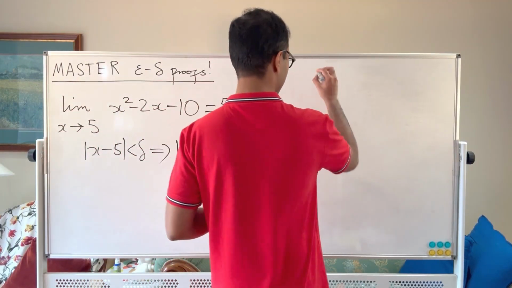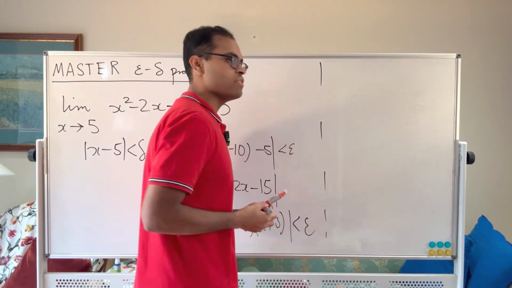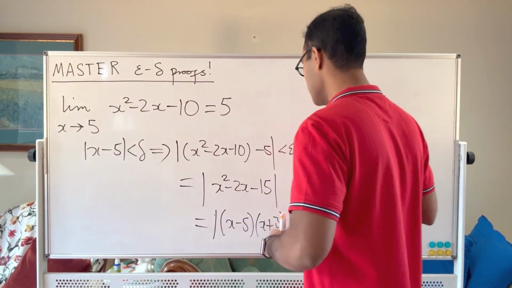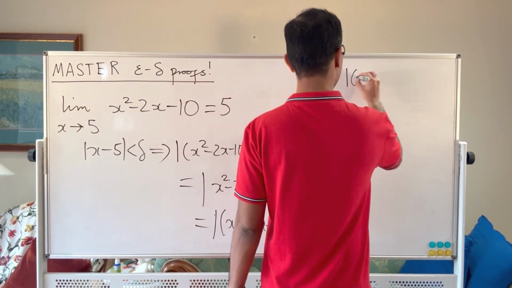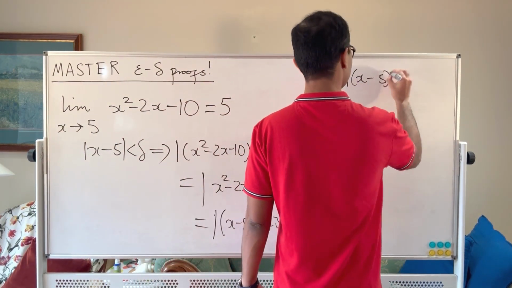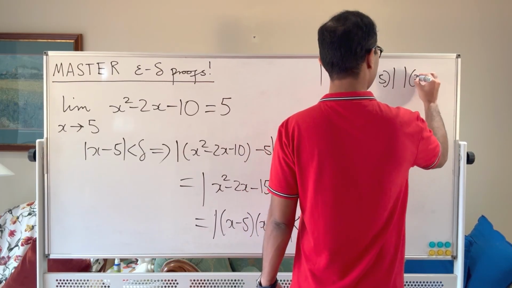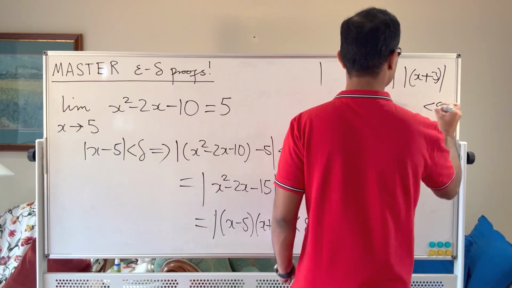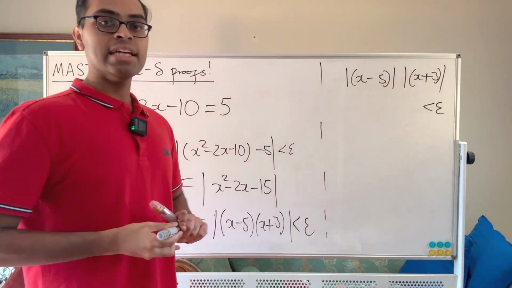So before I get into the proof, I'm just going to tell you the intuition first of all. And the intuition is pretty nice. It's pretty cool. Basically, we have the absolute value of x minus 5 times the absolute value of x plus 3, okay? And we want that to be less than epsilon. So what should we take delta to be?